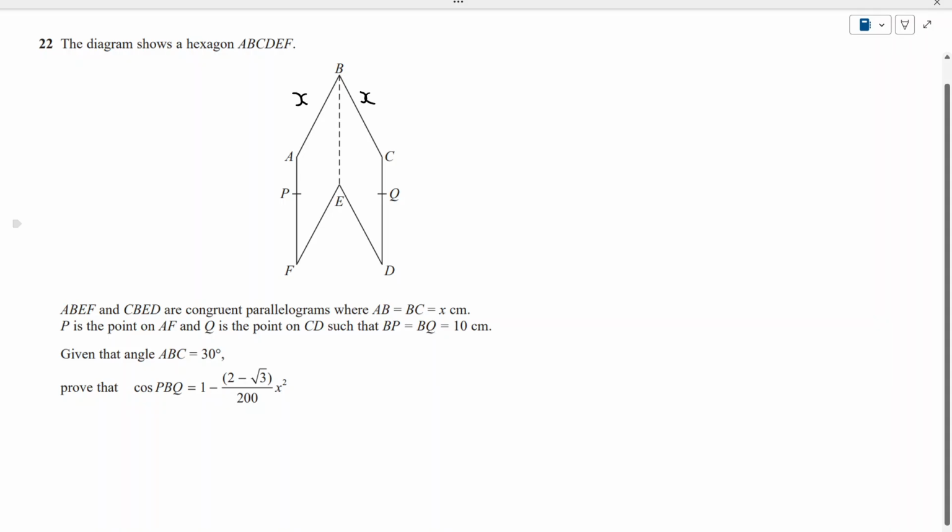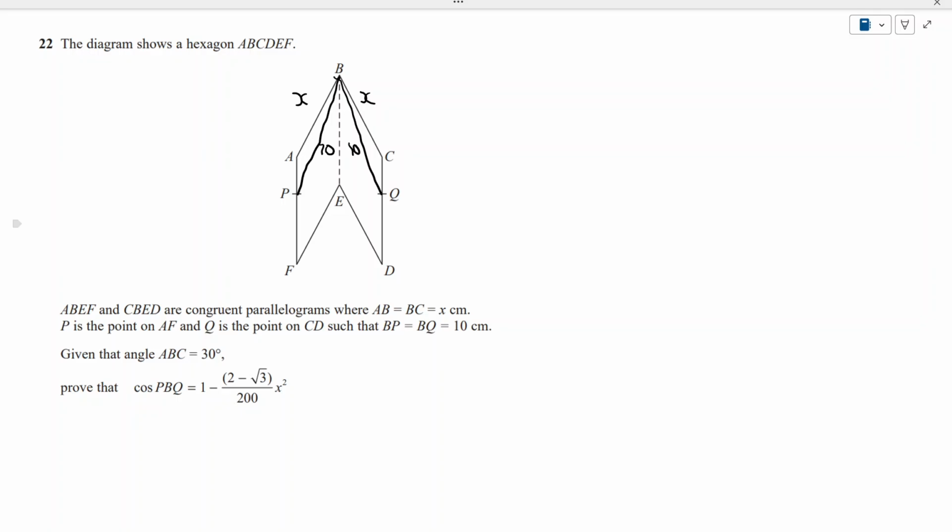That's X as well. We are told also that P is the point on AF. So AF is down that left-hand side, and Q is the point on CD, such that BP equals BQ equals 10. So they're both 10. So I could draw a little line from B to P, highlight that as 10, and a line from B to Q, highlight that also as 10.